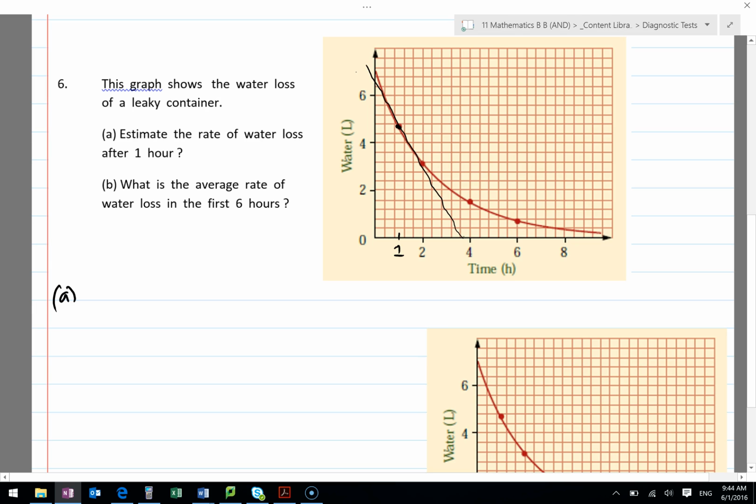Yours will look better than mine. Okay, and we want to find the slope of that tangent line. So the instantaneous rate of change is the slope of that tangent.